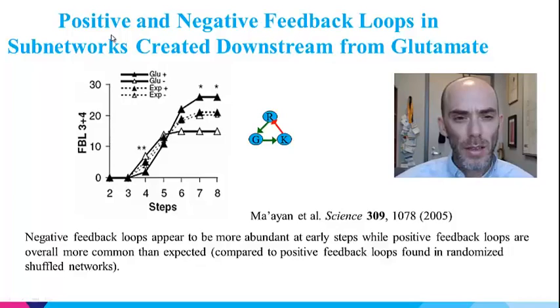And as you can see at step 4, we found more negative feedback loops than positive feedback loops, and at later steps, or in general in the network, there are more positive feedback loops than negative feedback loops. And this is compared to shuffled networks, where the negative feedback loops and positive feedback loops are relatively even.